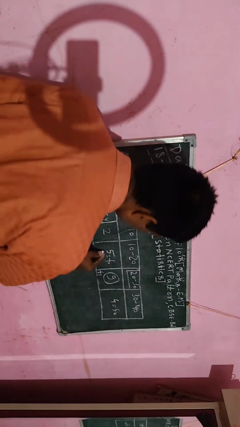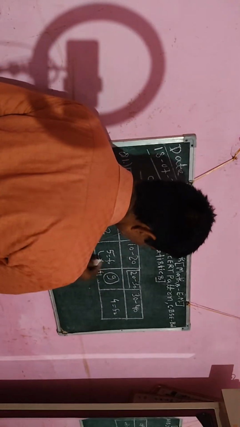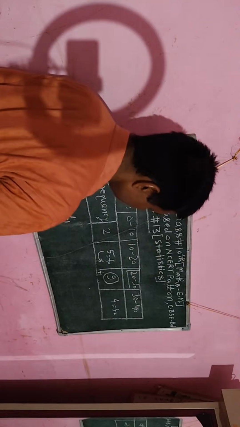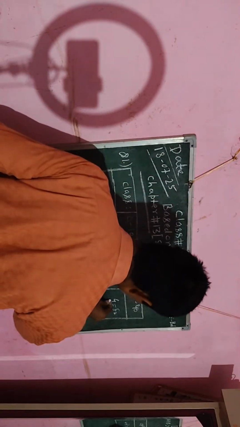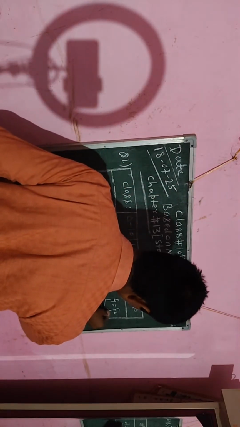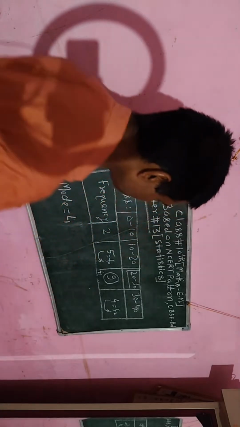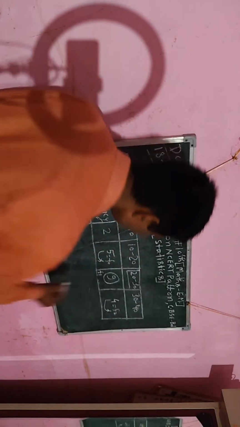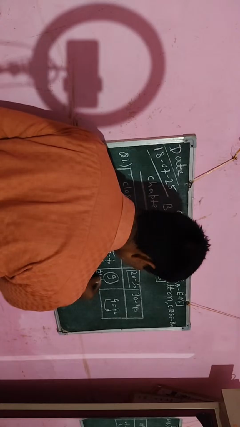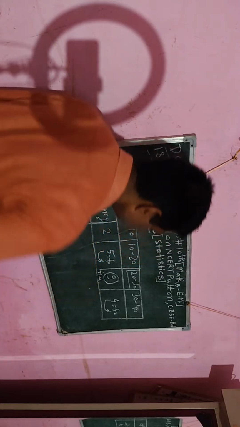So I will put a sign like this. 5 is assigned to F0. Similarly, 4 is assigned to F2, because 9 will be assigned to F1.